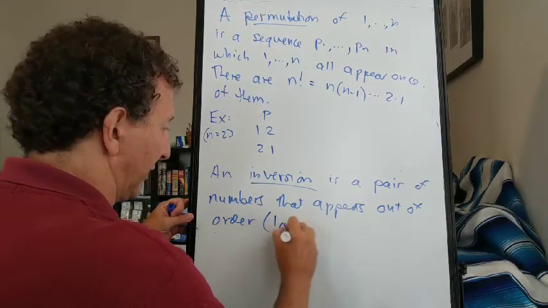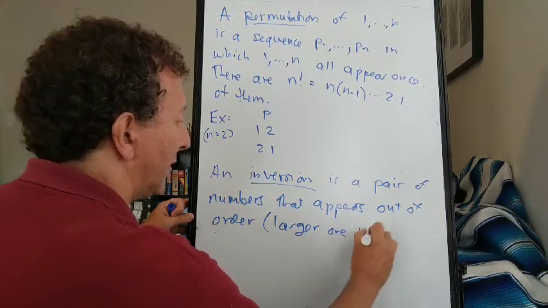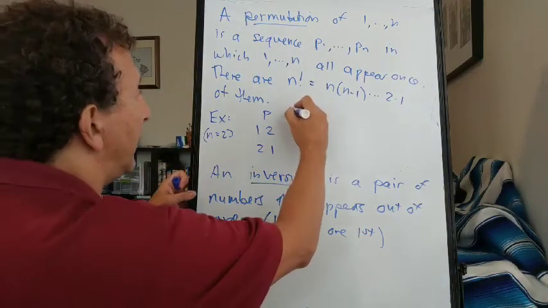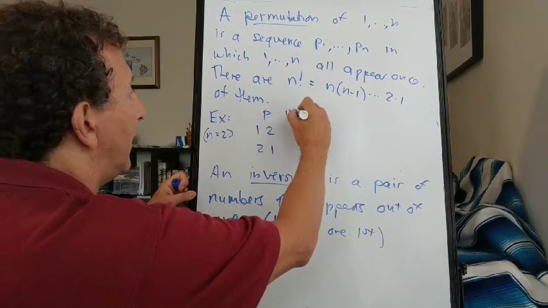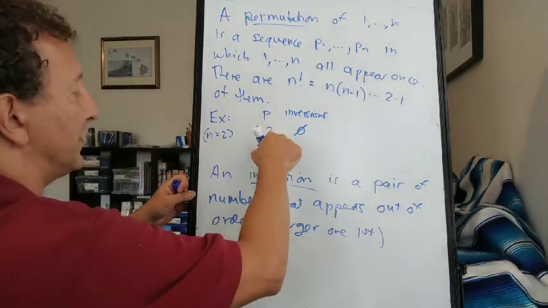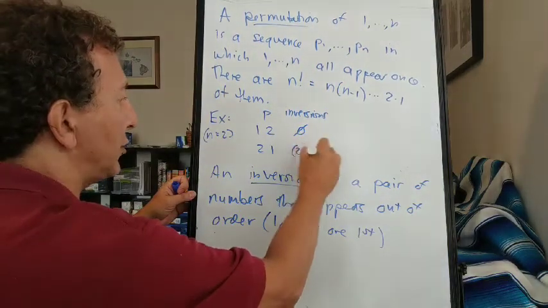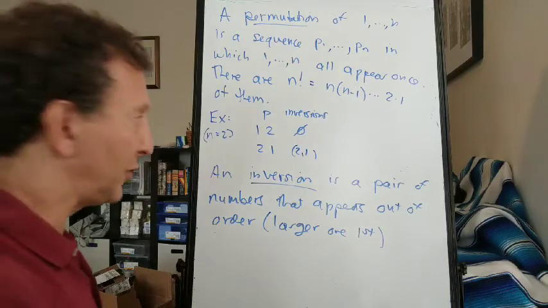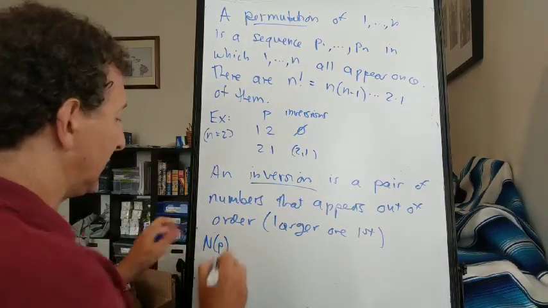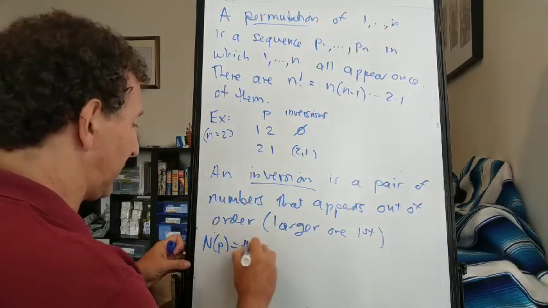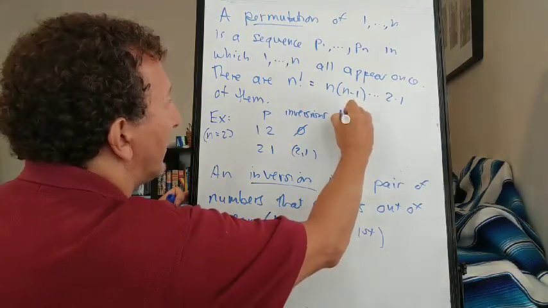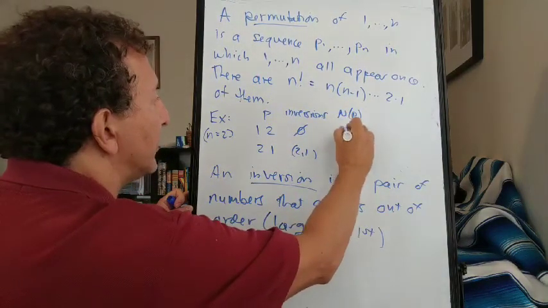And that is the larger one first. So there's no inversions in 1, 2, but 2, 1 is an inversion, because the 2 appears first and is larger. Let's let n of p be the number of inversions. So we've got 0 and 1.